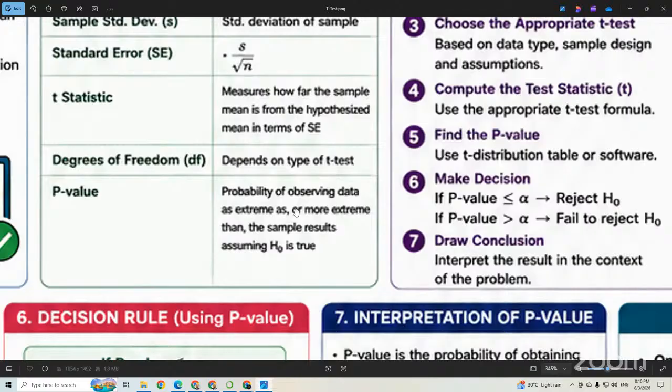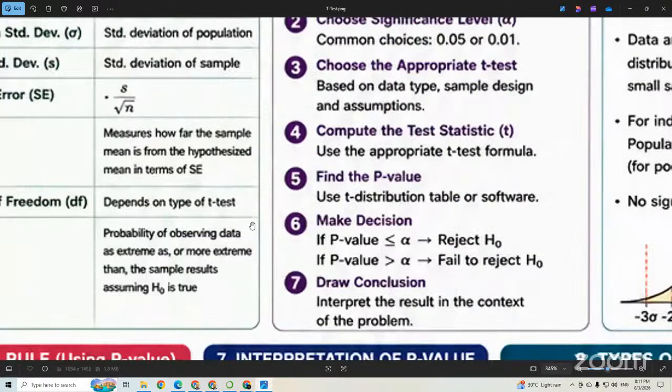And the p-value is the probability of observing data as extreme. Both are required: one is the t-statistic and the second is the probability value. When you decide whether the hypothesis we assume is rejected or not, we can calculate the t-statistic value, but that is not enough. Only the p-value will help us decide.